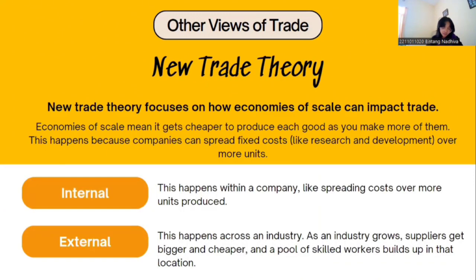The next one is new trade theory. New trade theory focuses on how economies of scale can impact trade. Economies of scale mean it gets cheaper to produce each good as you can make more of them. This happens because companies can spread fixed costs like research and development over more units.